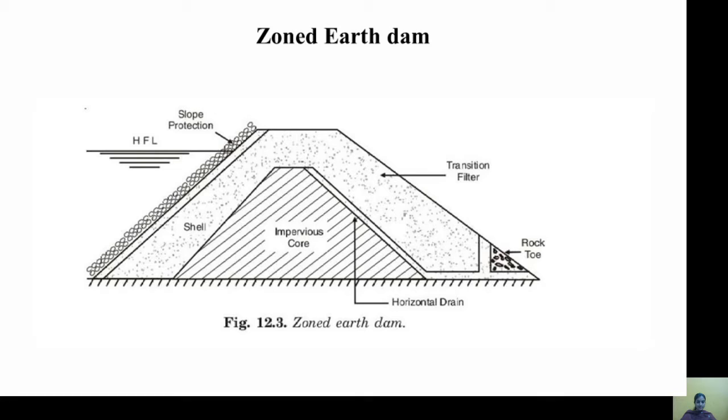So here you can see the zoned earthen dam, where an impervious core is provided at the center and transition filters are provided at the heel of the dam. Rock toe is provided at the toe of the dam, and you can see the slope protection is done by pebbles. So this is a zoned earth dam, where more than two materials are used.